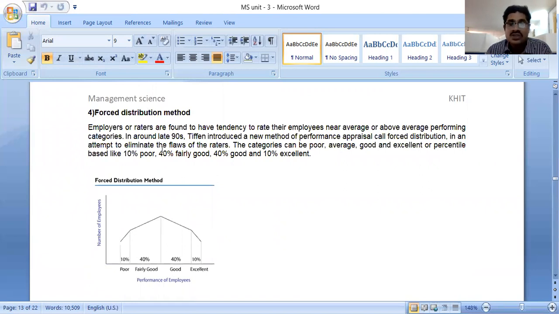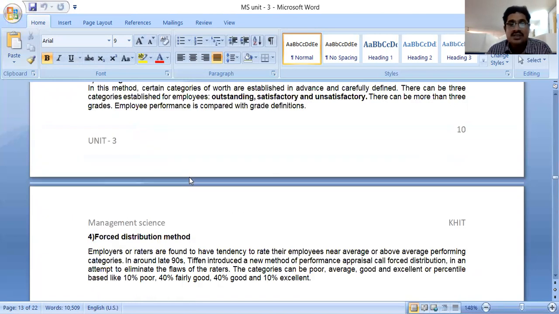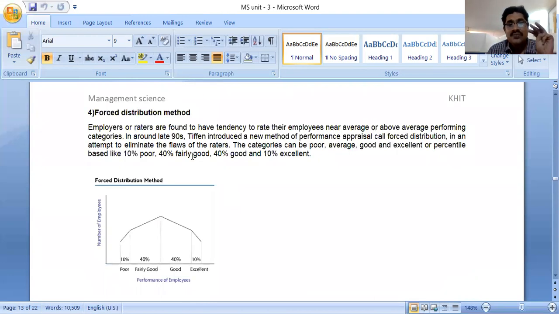So here is the forced distribution method. It is similar to the grading method. In the grading method, we divided employees into three categories: outstanding, satisfactory, and dissatisfactory. Here there are four categories.